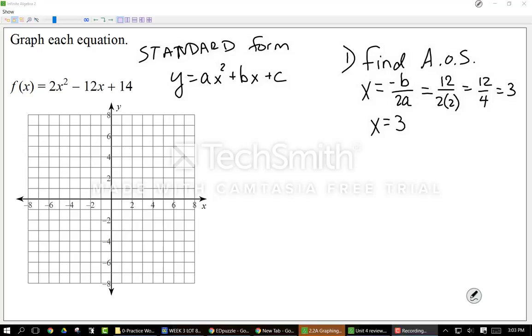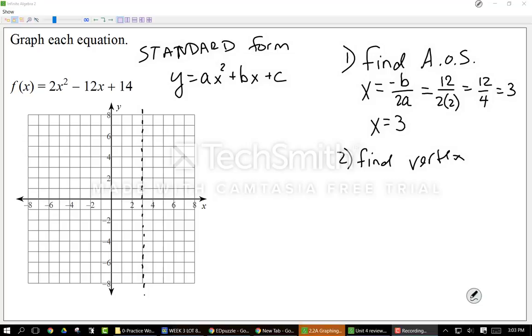So what are we going to do with that? Well, I'm going to go on my graph, and I'm going to draw a vertical dotted line through x equals 3. So that is where my axis of symmetry is. Now remember that the axis of symmetry also contains the vertex. So how do I find the vertex now in standard form? Your second step is to find the vertex.